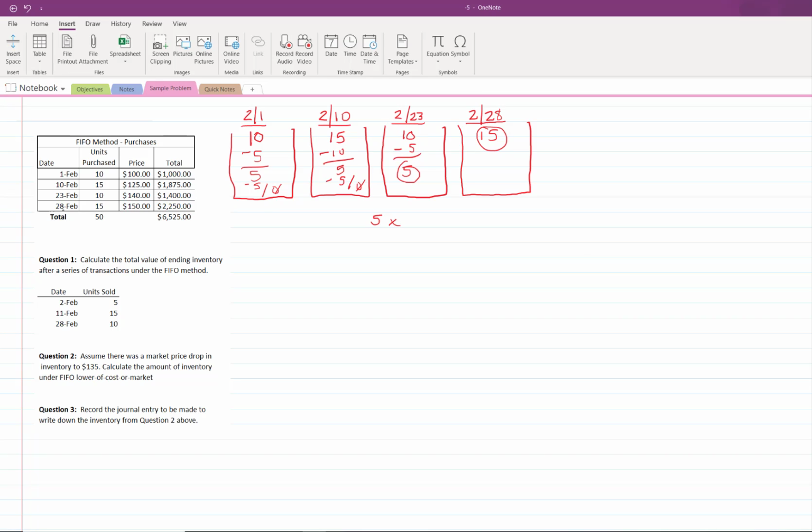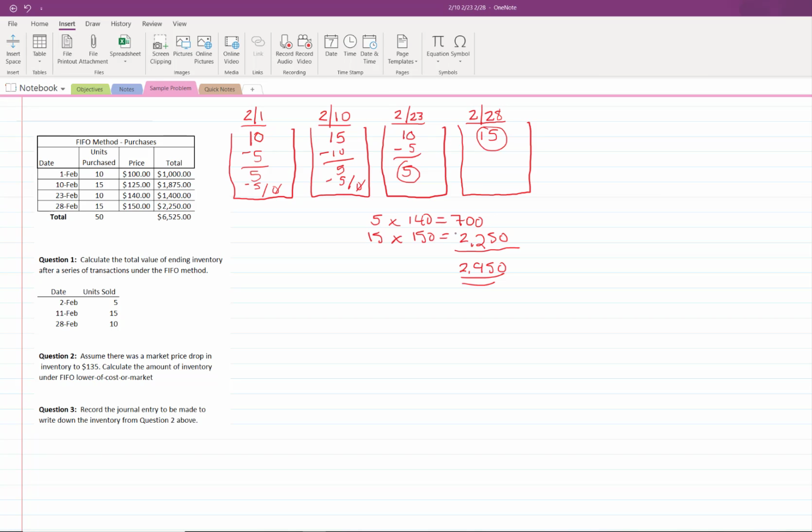at our February 23rd purchase, if we look over here at this table, we paid $140 for these. So if we look at that cost, that inventory is valued at $700. Now, if we look at our 15 units that we paid $150 for, that equals $2,250. So if we add those together, that gives us an ending inventory of $2,950. So the answer to number 1 is $2,950.